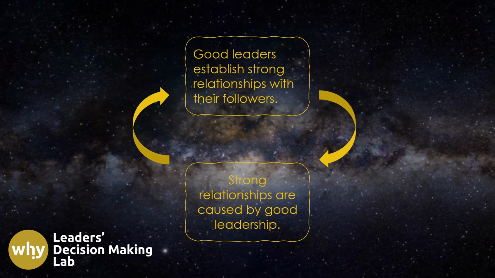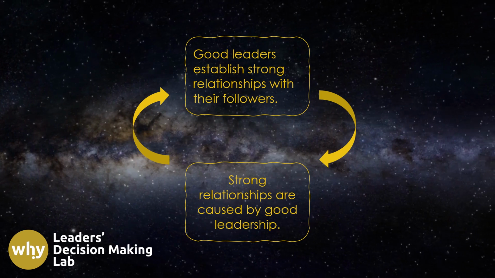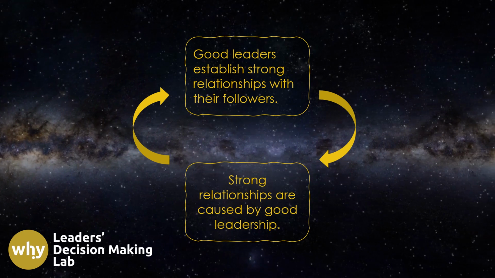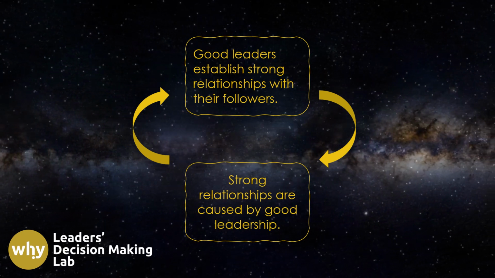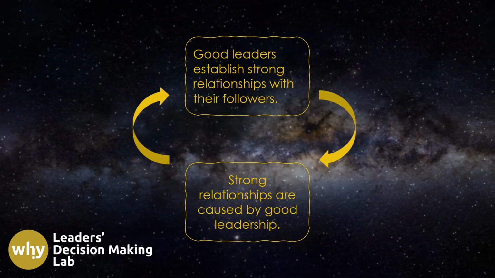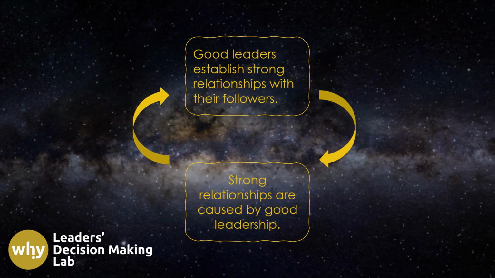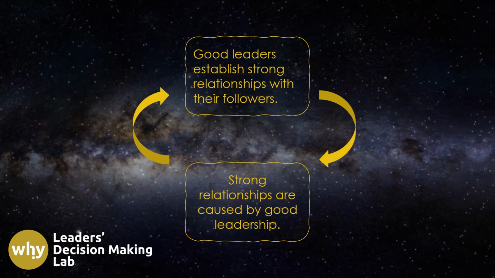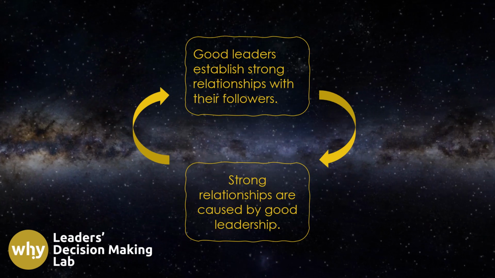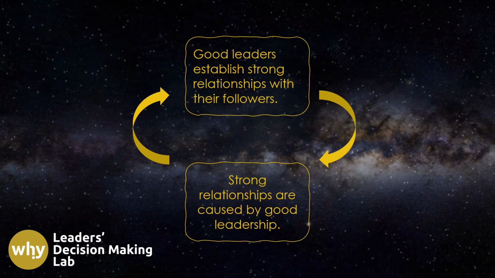Why are they considered good leaders? Because they have strong relationships. How do they establish strong relationships? By being good leaders. As we can see, the circular argument does not provide a clear explanation of what specific actions or behaviors contribute to the development of strong relationships. It assumes that good relationships are solely a result of being a good leader, without elaborating on the specific strategies or behaviors that make a leader effective in building those relationships.